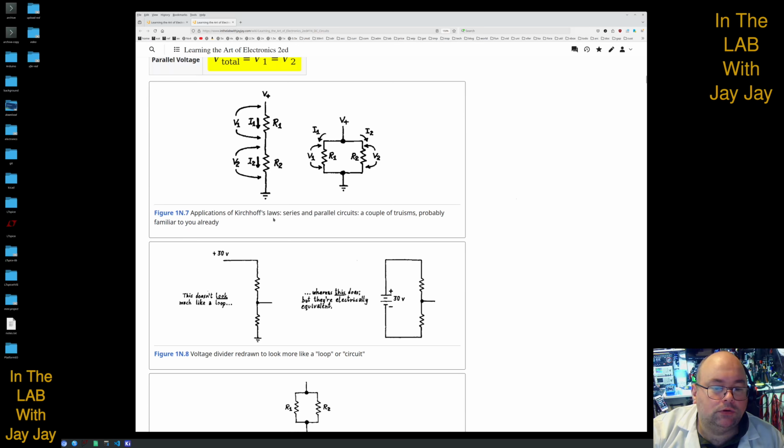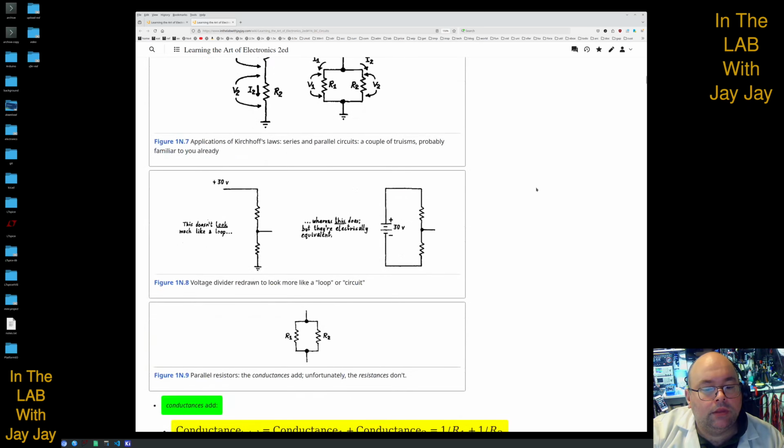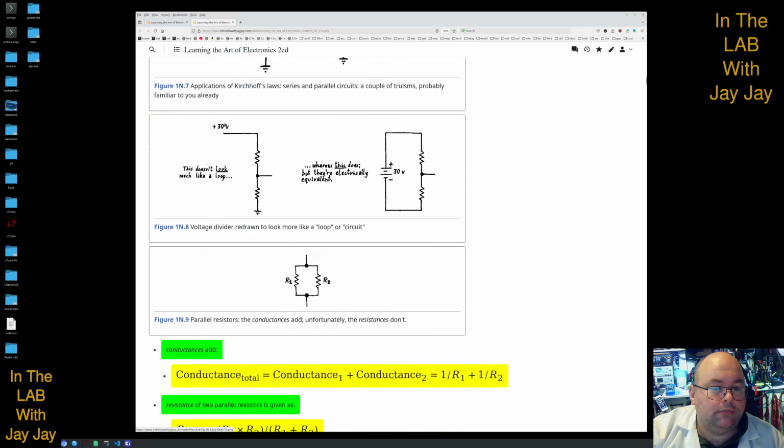Applications of Kirchhoff's laws, series and parallel circuits, a couple of truisms probably already familiar to you. Fair enough. Now here they're just showing you that even though it's not clear that this is a circuit, it actually is a circuit. So the whole thing, you need to know that ground connects up to the negative side of the supply, and it's actually a circuit.